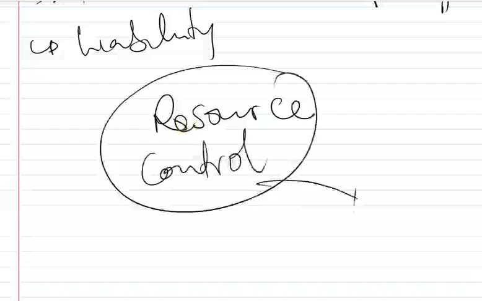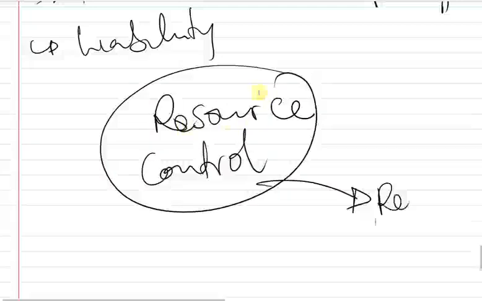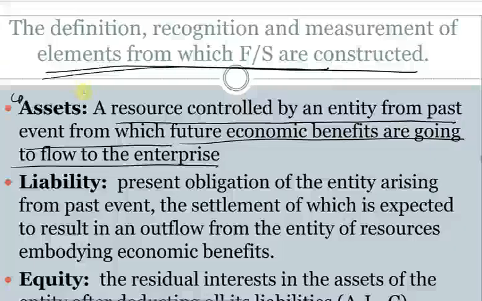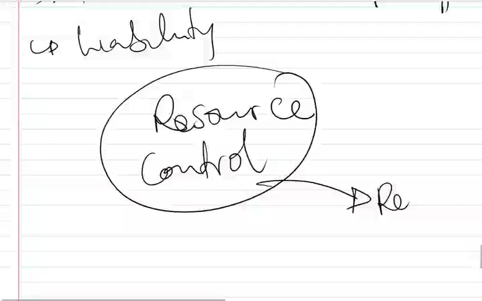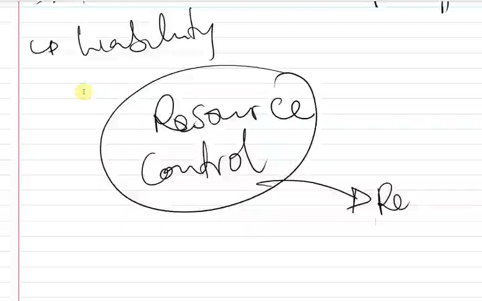If you have control over that resource, then it's qualifying to be an asset. One, and it should arise from past event. So for that asset to come about, there's supposed to have been an event or transaction that has already occurred, right? For example, if I bought a car last week, that's a past event. So the transaction doesn't have to happen in future, but it has already occurred.